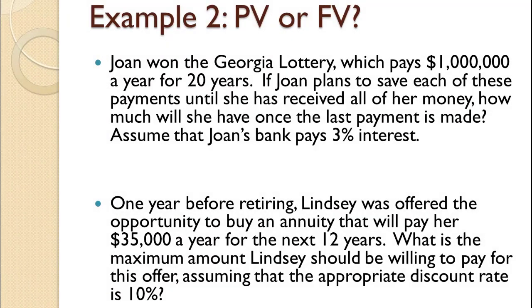Joan won the Georgia lottery. It pays $1 million a year for 20 years. If Joan plans to save each of these payments until she has received all of her money, how much will she have once the last payment is made?